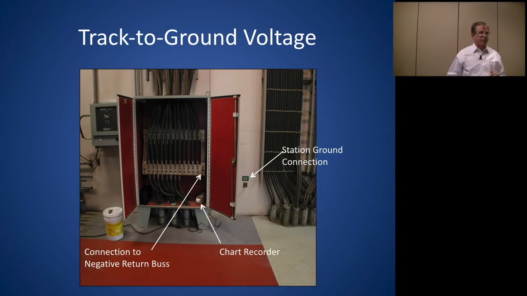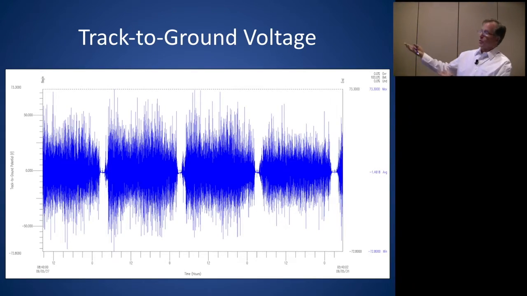That's what monitoring track to ground voltage looks like. This is what they call a negative return board in a traction power substation. These are all cables going out to the tracks that bring the current back to the rectifier. We hook on the bus bar there. We've got a recorder here, and we have a connection to ground. That's our voltage to ground. And like you saw before, that's what the graph looks like. That's one of the things we monitor.